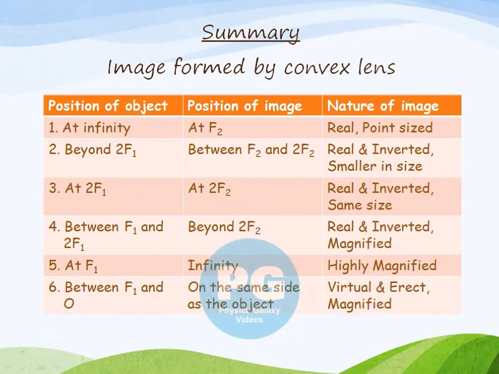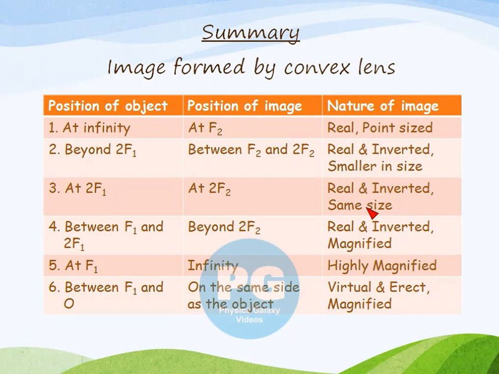Here is a summary of image formed by convex lens. When object is at infinity, the image is formed at f2, which is real and point-sized. When object is placed beyond 2f1, the image is formed between f2 and 2f2, which is real and inverted, and smaller in size. When the object is placed at 2f1, the image is formed at 2f2, which is real and inverted, and is of same size as that of object.